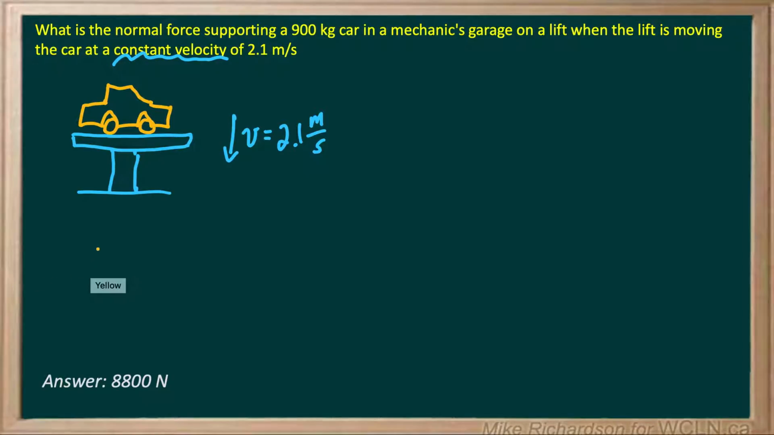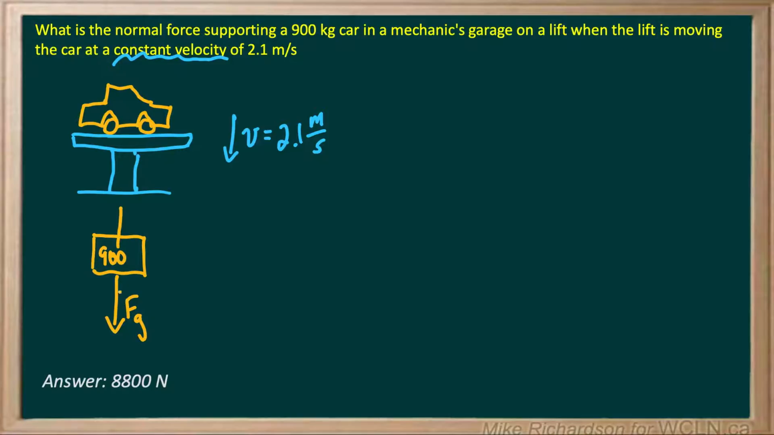Start with a free body diagram. Here's our car, just keep it simple. 900 kilogram car. Force of gravity down for sure. And there's something holding it up, and it's this hoist preventing it from falling at 9.8. The hoist is holding it up with a normal force.